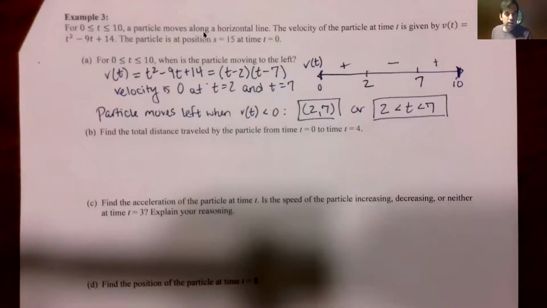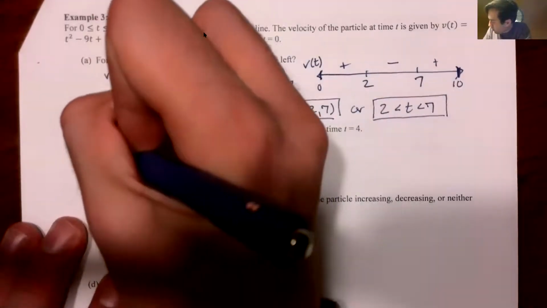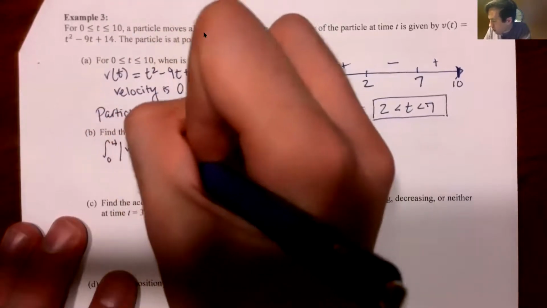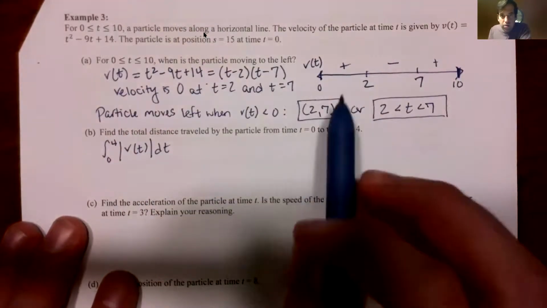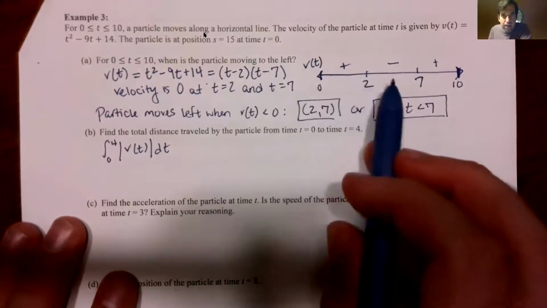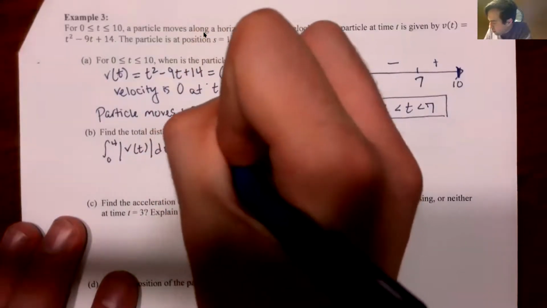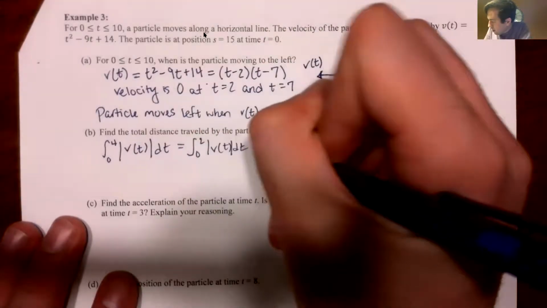Letter B, find the total distance traveled by the particle from time t equals 0 to time t equals 4. Okay, so for this question, we care about the integral from 0 to 4 of the absolute value of v of t, just like we've been doing in all the other examples so far in this lesson. And we're going to split this based off of the critical number that we found in part A, where the sign switched of the velocity. So we're going to write this from 0 to 2, and from 2 to 4.